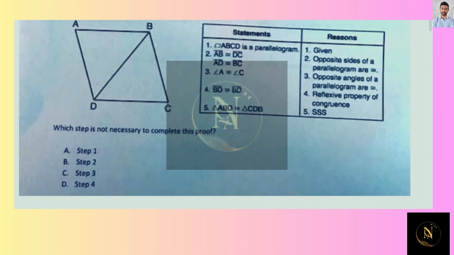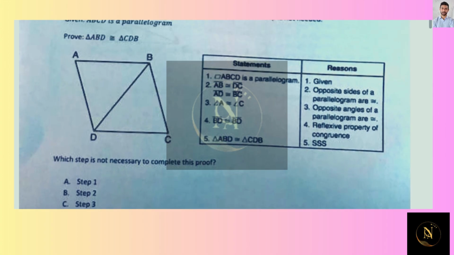In the second part, which step is not necessary to complete the proof, let's go through it. We know that this is a parallelogram. Opposite sides of a parallelogram are congruent, so AB is congruent to DC and AD is congruent to BC. Opposite angles are congruent, and then the reflexive property.